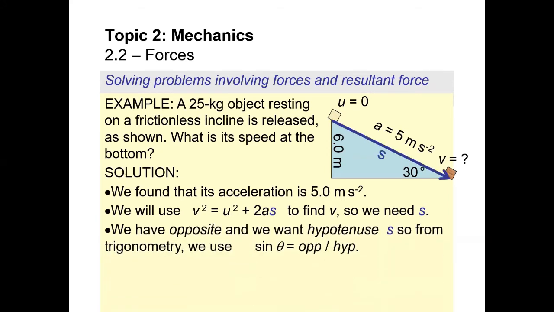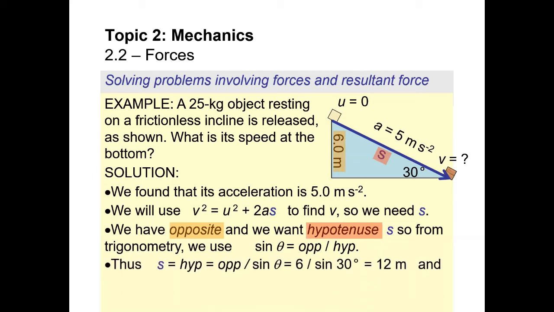S. We have the opposite and we want the hypotenuse, S. So from trigonometry, we use sine theta, which is opposite over hypotenuse. Opposite is 6 meters, and the hypotenuse is the one we're looking for, displacement S. So S equals opposite over sine theta, which is 6 over sine 30 degrees, which equals 12 meters.